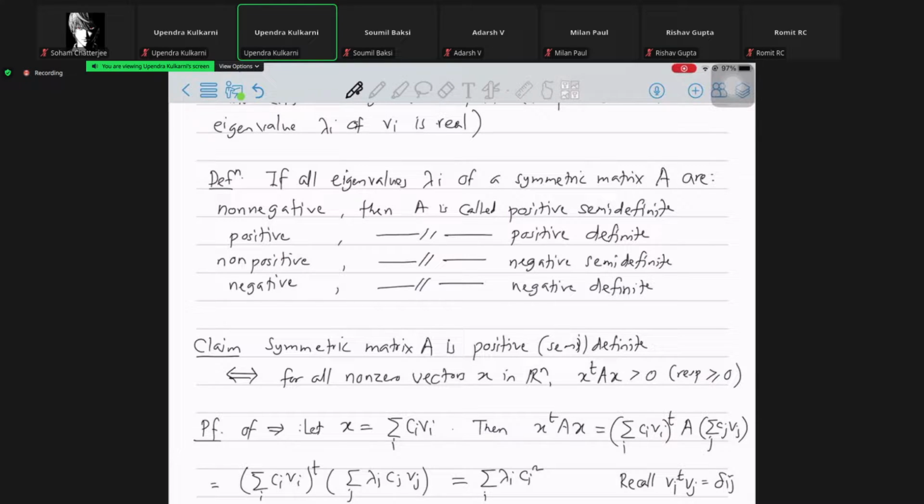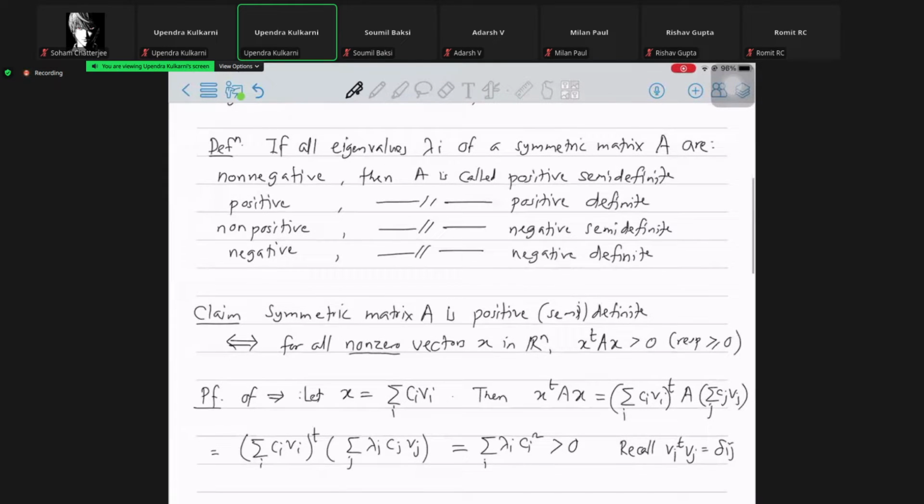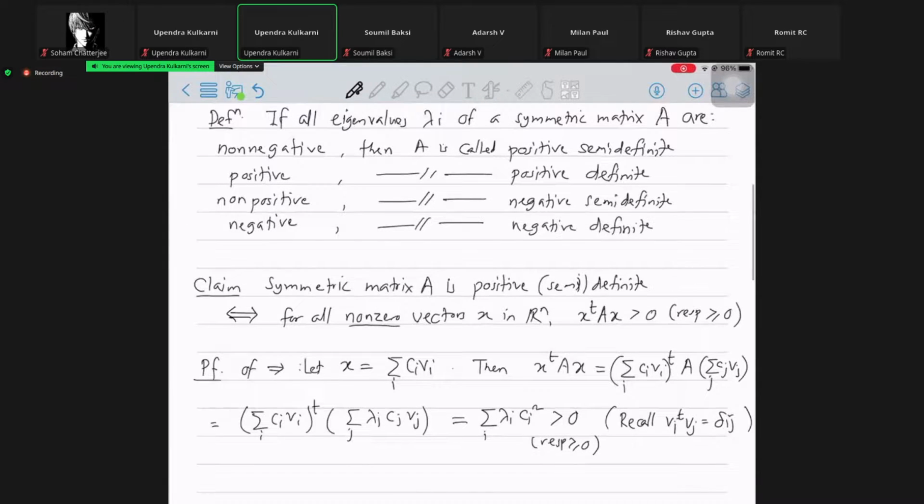And the vector is non-zero, correct? Remember, this is for all non-zero vectors. Therefore, at least one of the Ci's is non-zero, and therefore this is strictly greater than zero. In the semi-definite case, I just have inequality everywhere, because all the lambda i's are still known to be not negative. So, respectively, greater than or equal to 0.